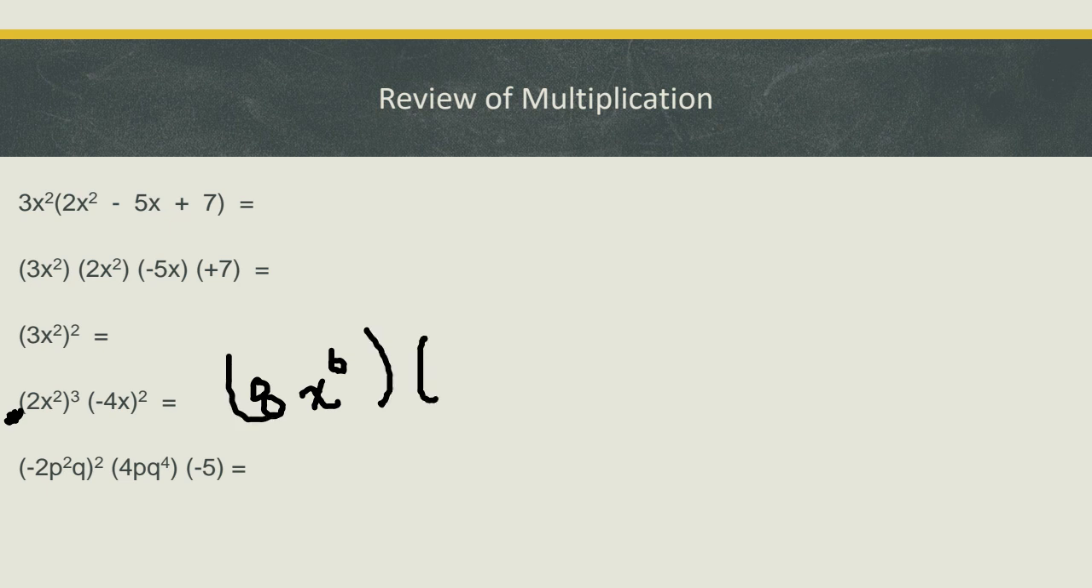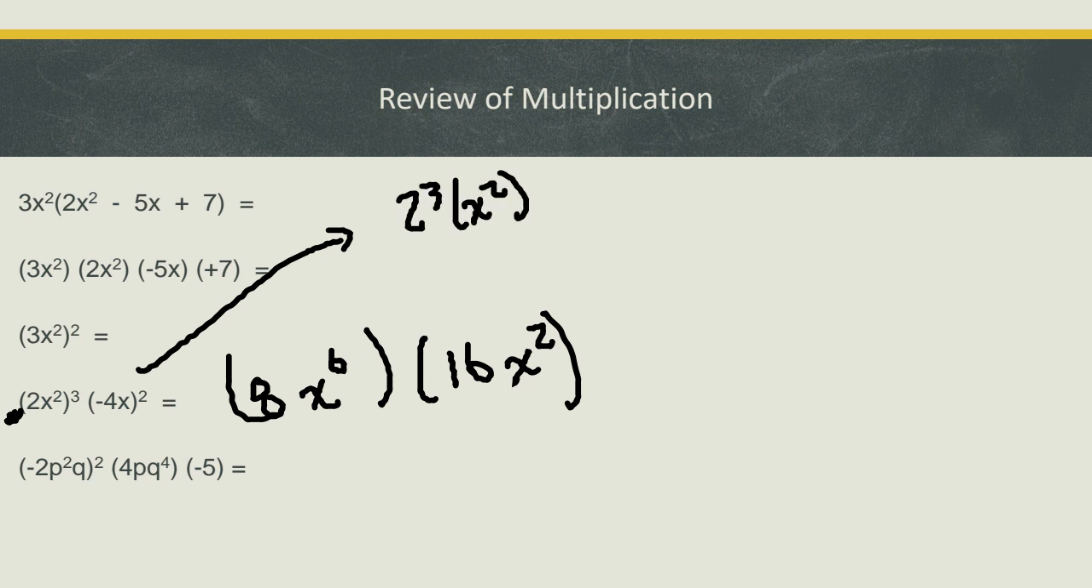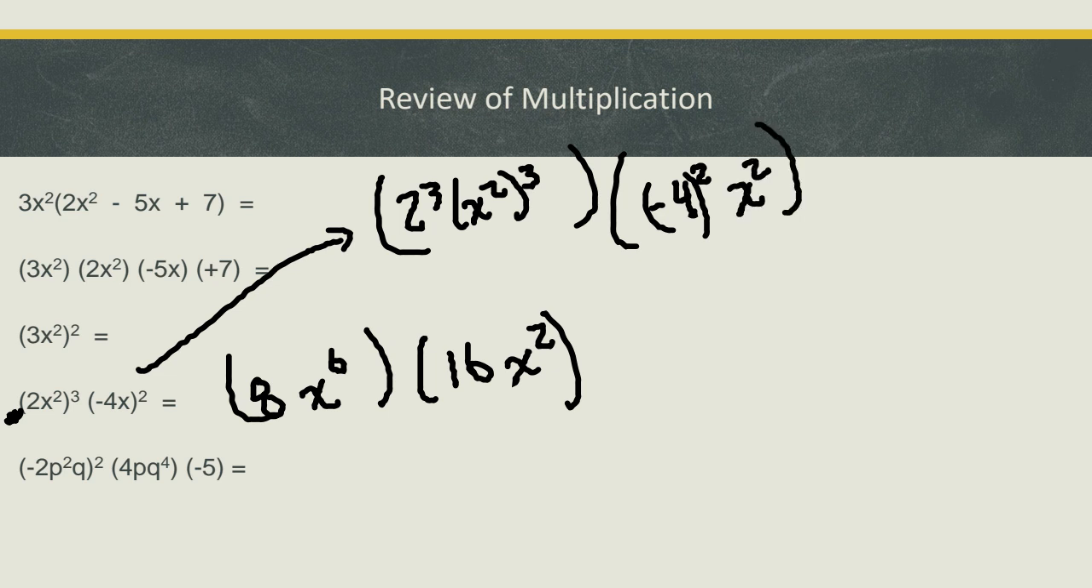And I feel like I may have lost most of you on that one. So let's backtrack here. My 2 is cubed, my x squared is cubed. This is all its own thing. And then in the second one, my negative 4 is squared and my x is squared, right? Because that exponent gets brought through to every single thing inside the brackets, the coefficient and the literal coefficient and the variables.